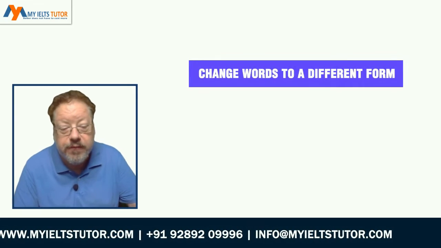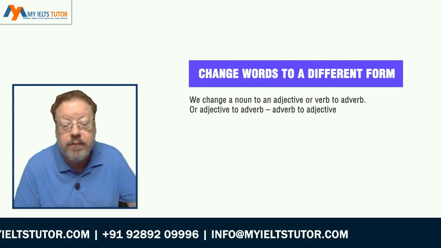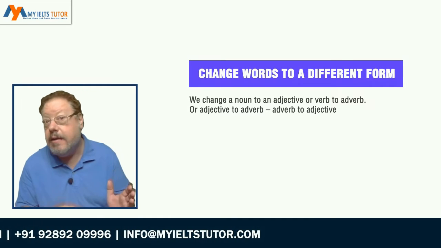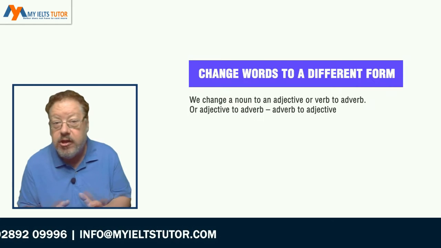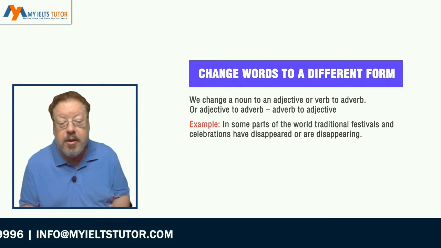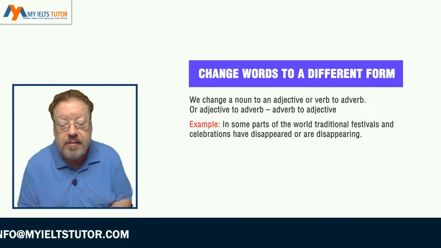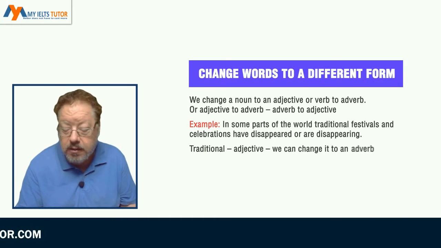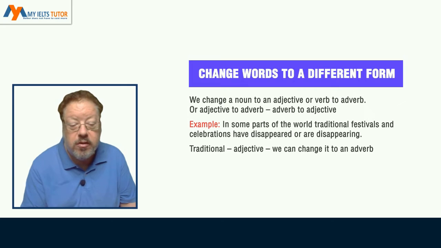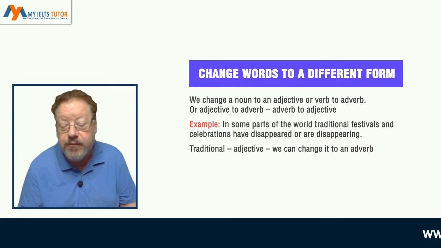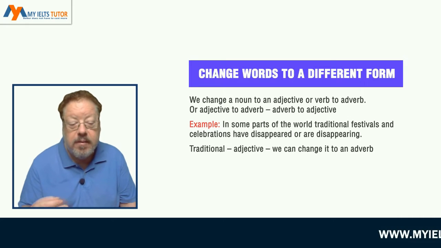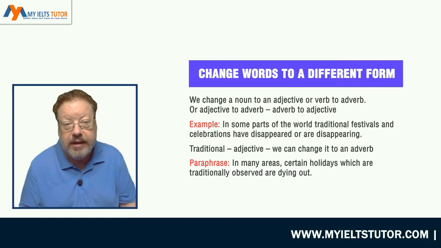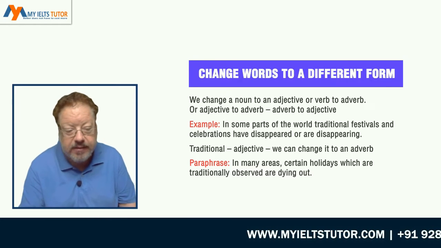Now, changing words to a different form. We can change a noun to an adjective, or a verb to a noun, or an adjective to an adverb, and an adverb to an adjective. So for example: in some parts of the world, traditional festivals and celebrations have disappeared or are disappearing. We can change traditional. Traditional is an adjective, but we can change this to an adverb. Okay? So in our paraphrase: in many areas, certain holidays which are traditionally observed are dying out. So that's how we can change that.